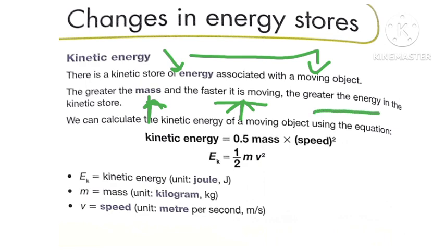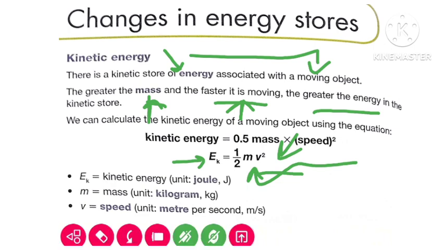Now how will we calculate the kinetic energy of the moving object? We have the formula: kinetic energy is equal to half mv squared. Ek is the kinetic energy, the unit is joule, m is the mass, the unit is kilogram, and v is the speed, or we can say velocity, in the unit meter per second.